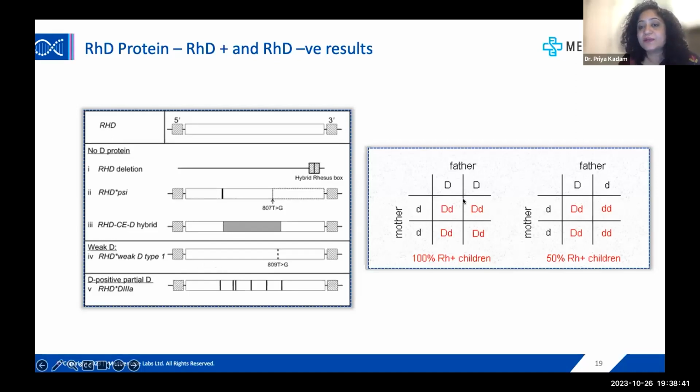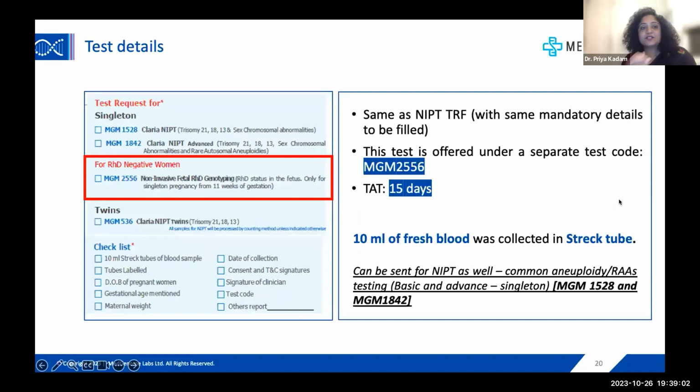So now we know that if the father is Rh positive and the mother is Rh negative, all children will be Rh positive. This is already known, because it behaves as an autosomal dominant trait. Then if the father is heterozygous, 50% of the children are likely to be Rh negative and 50% Rh positive.